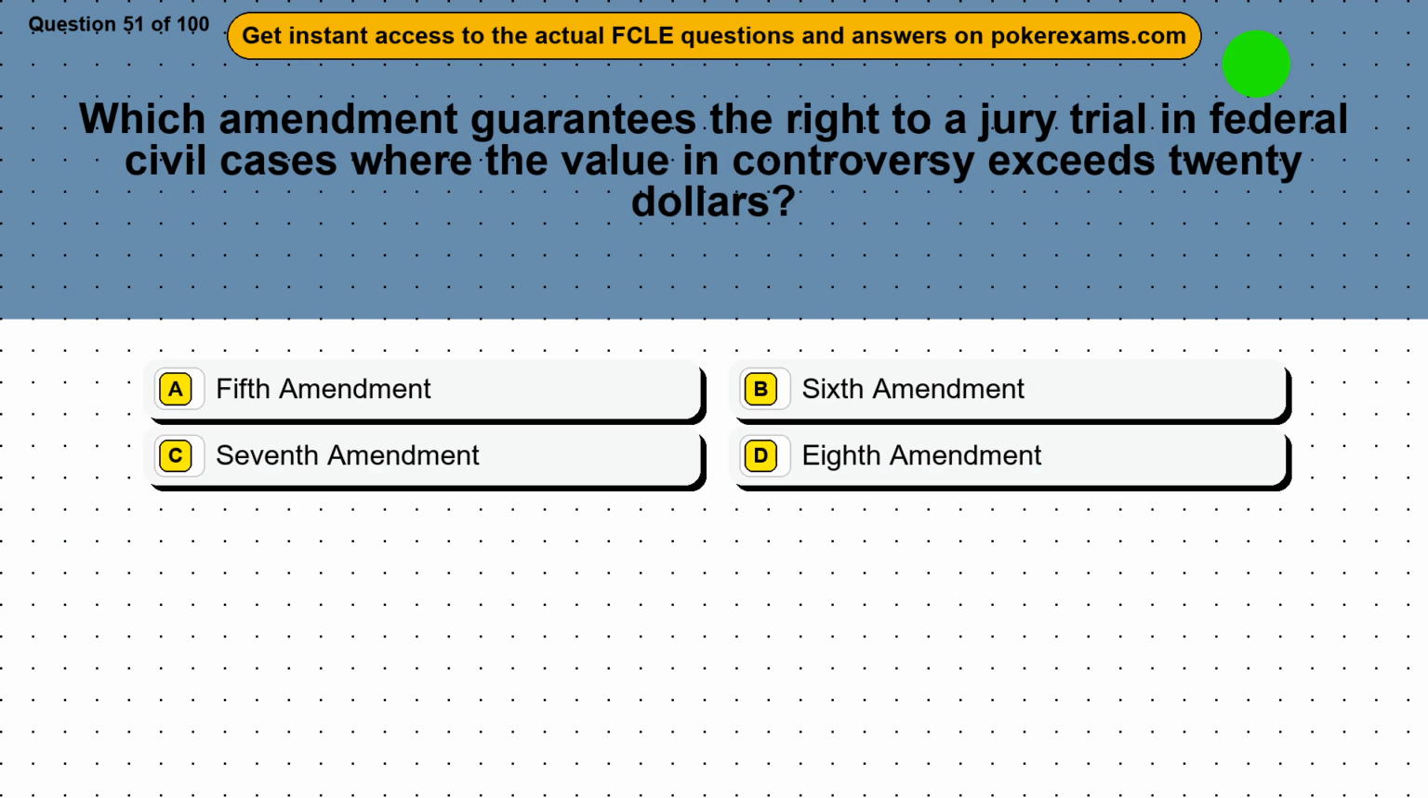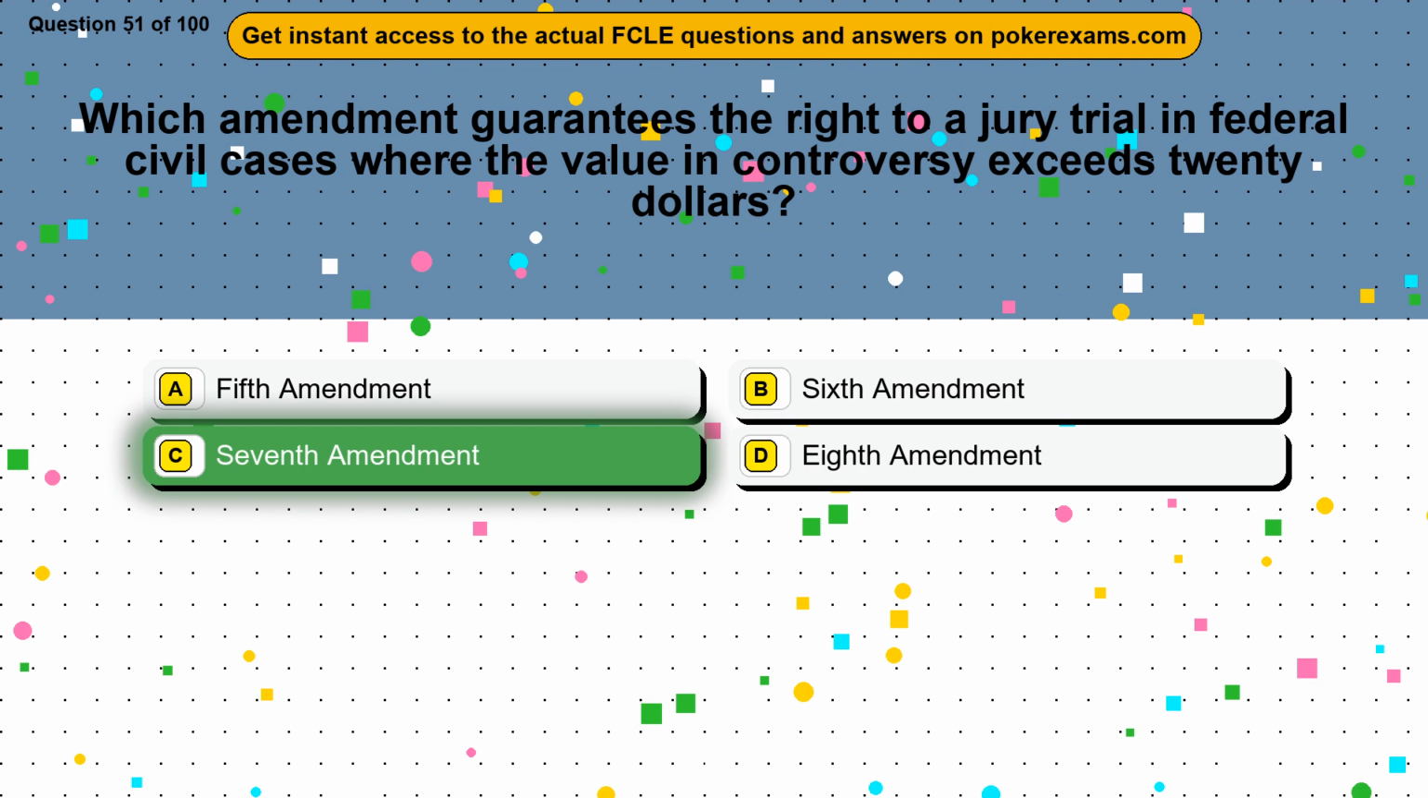Question 51. Which amendment guarantees the right to a jury trial in federal civil cases where the value in controversy exceeds $20? Option A, Fifth Amendment. Option B, Sixth Amendment. Option C, Seventh Amendment. Option D, Eighth Amendment. The correct answer is option C, Seventh Amendment.